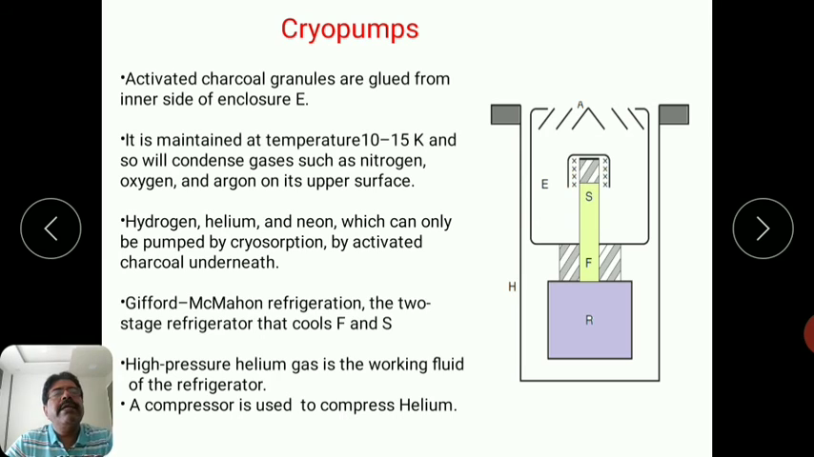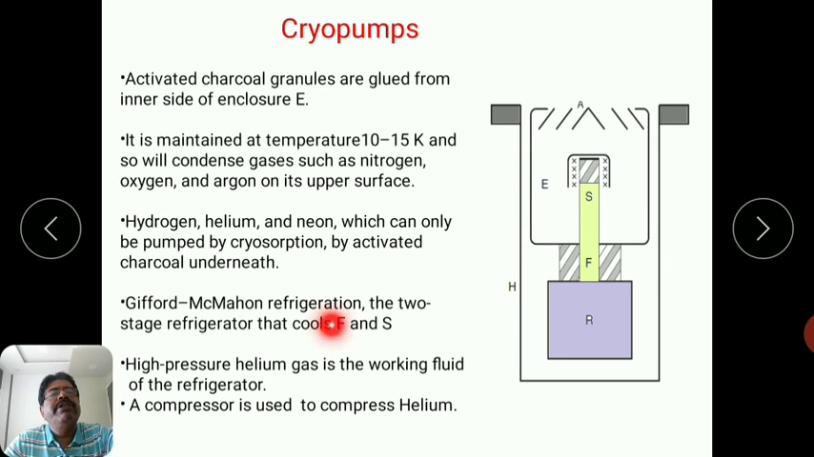These activated charcoal materials have a very large surface area, so that a number of gas molecules of helium, neon, and the like will be adsorbed on the surface of these activated charcoal granules. This is what is known as cryosorption. So both processes are taking place: cryocondensation and cryosorption. In this way, all the gas molecules can be removed from the vacuum chamber.